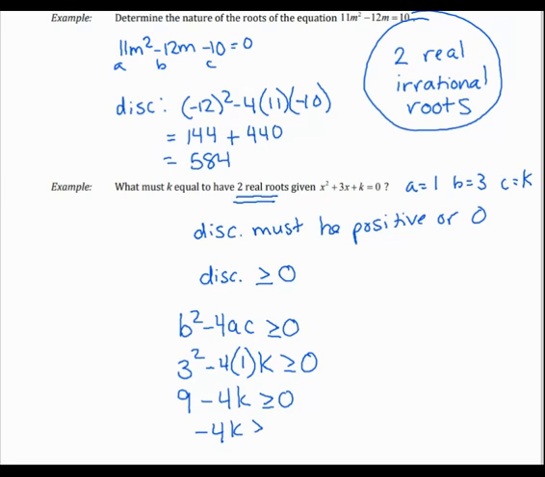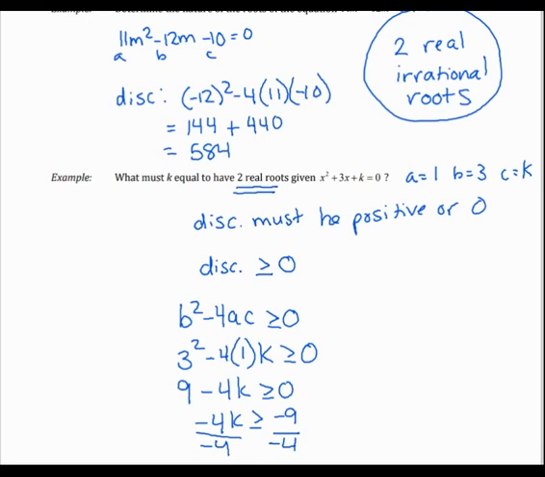Subtract 9, and now divide through by negative 4. What do we need to remember when we're dividing through by a negative? We need to flip that symbol. So k has to be less than or equal to 9/4. And there's your answer.